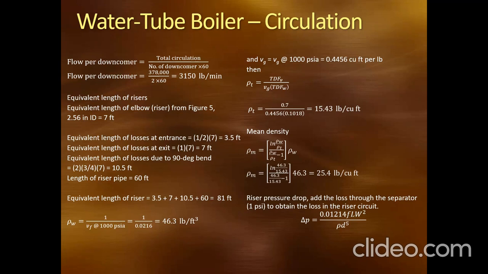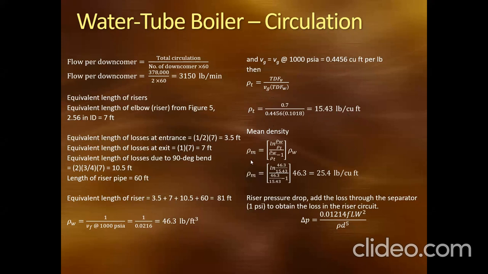So, the density of water is equal to 1 over v_f at 1,000 PSI, which is 1 over 0.0216, or 46.3 pounds per cubic foot. And v_g at 1,000 PSI is 0.4456 cubic feet per pound. Then rho_T is for the riser; the water is on the other side, the downcomer. This is the riser. So, rho_T is equal to TDFB over v_g times TDFW: 0.7 over 0.4456 over 0.101 is 15.43 pounds per cubic foot.